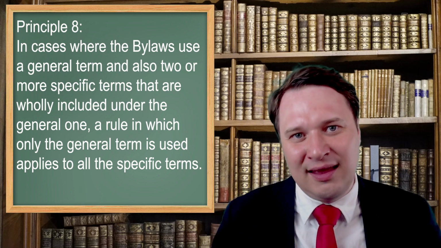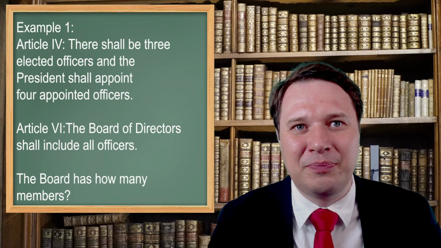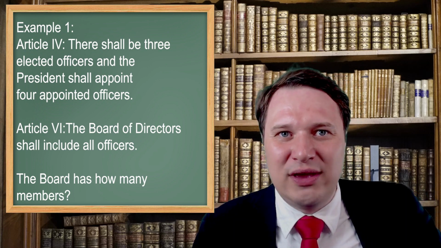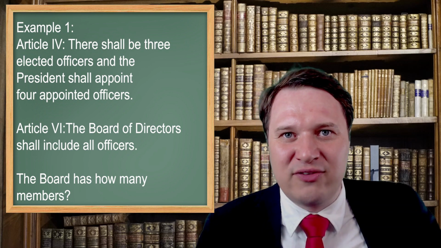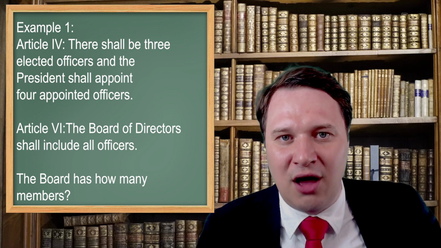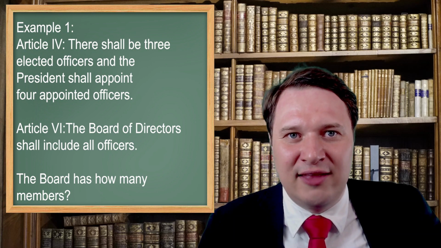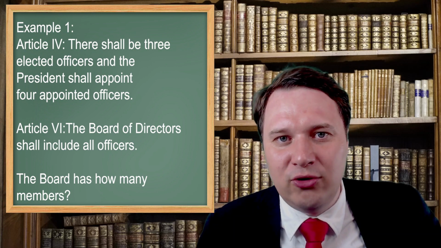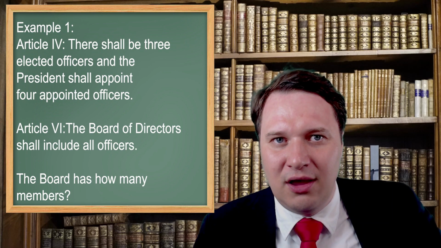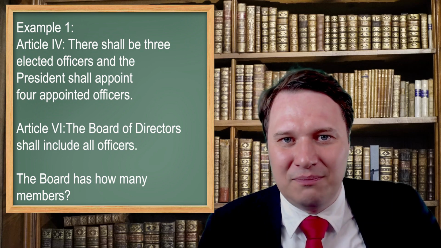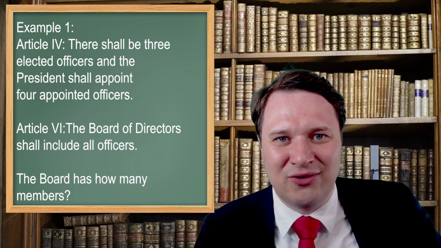And so let's see an example of how that might be applied. Imagine your bylaws say the following. They say there shall be 3 elected officers and the president shall appoint 4 appointed officers. All right. Then later the bylaws say the board of directors shall include all officers. The question is, how many members does the board have? So that's the question. What do you think the answer is?